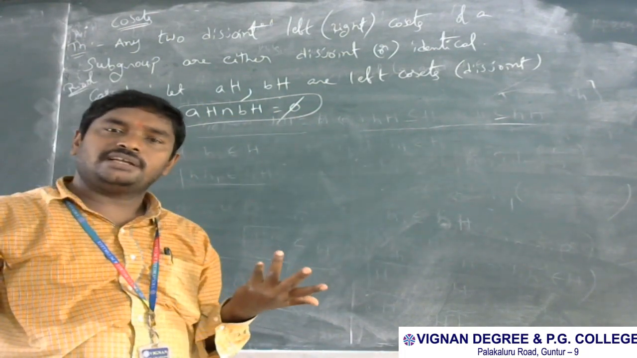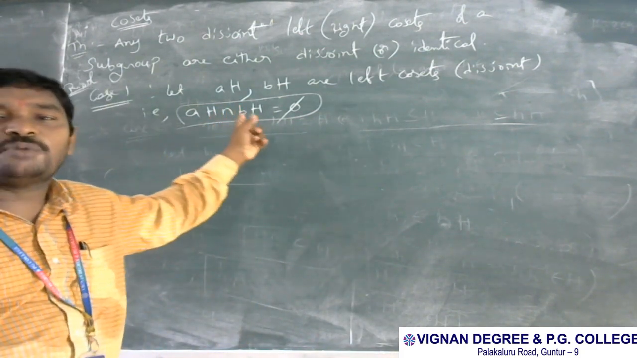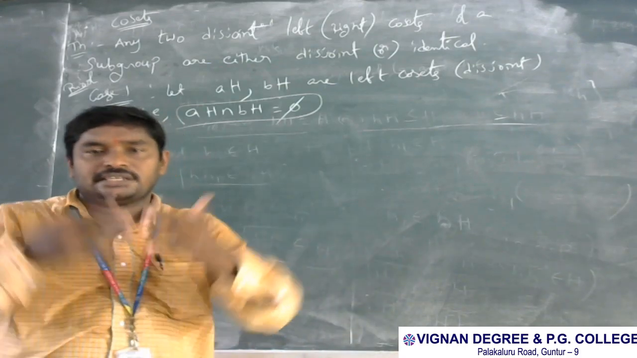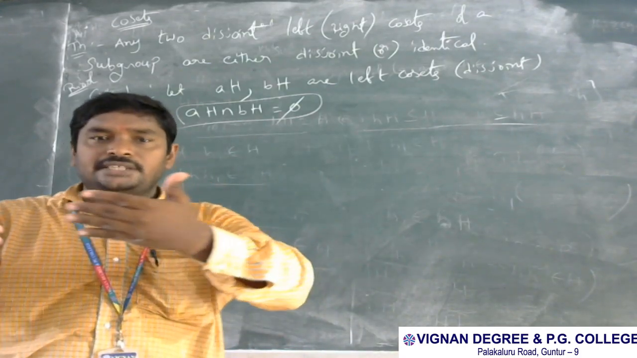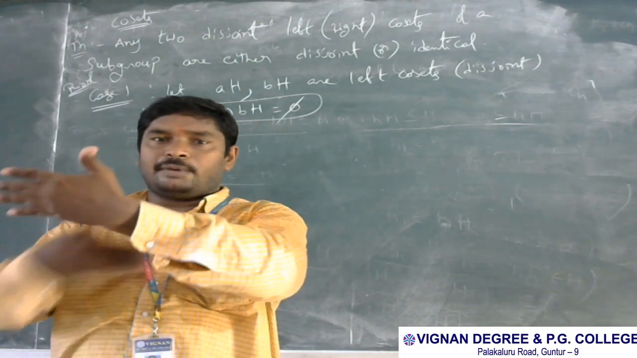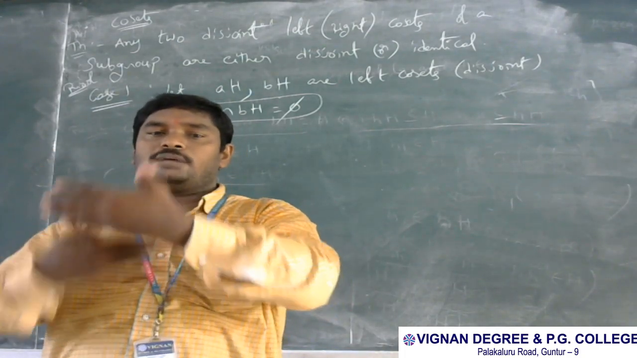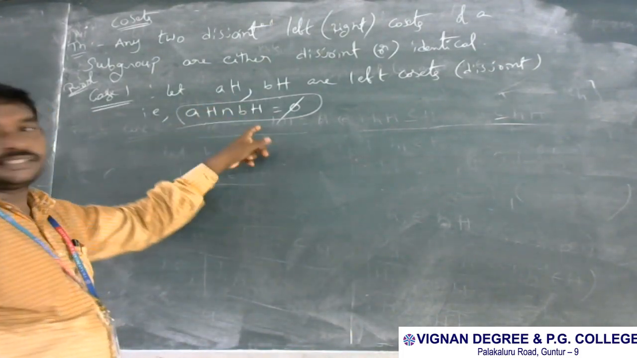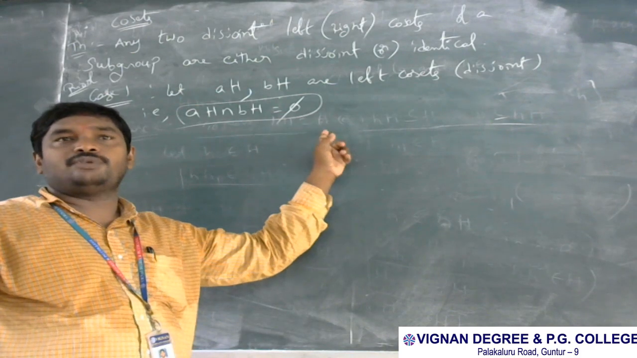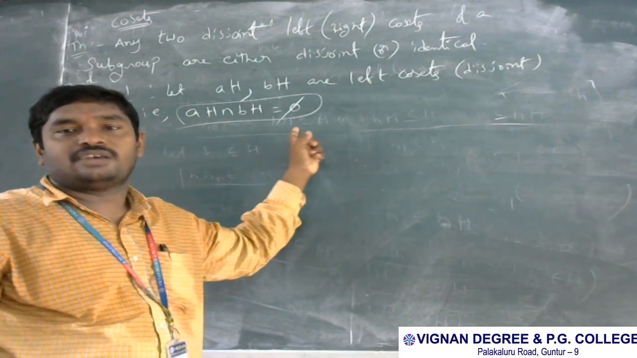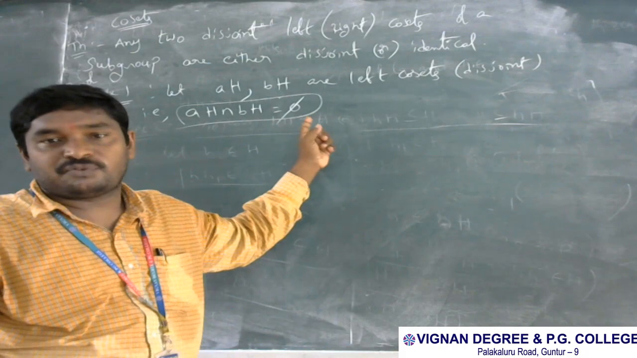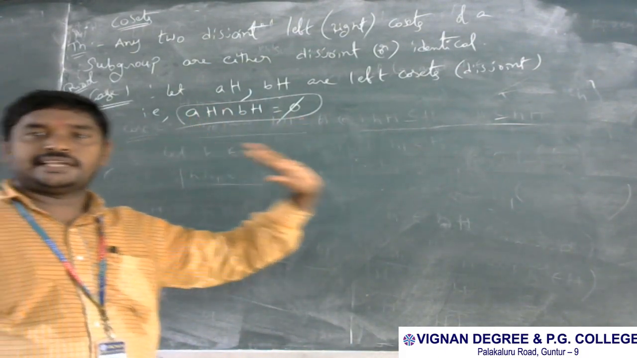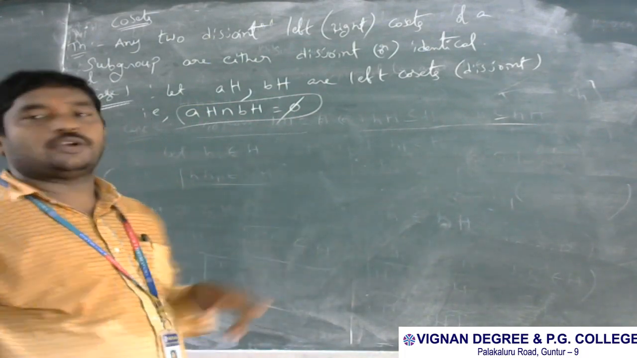Why did you write phi? Because both are disjoint. Join means meet. Disjoint means separate. So any separate means you observe any common points? No. So disjoint means both are different, joint means both are same. So disjoint means there is no common point. That's why you can simply write in sets as phi, not pi. So AH intersection BH is equal to phi. Any doubt, friends? Now what we have to prove?